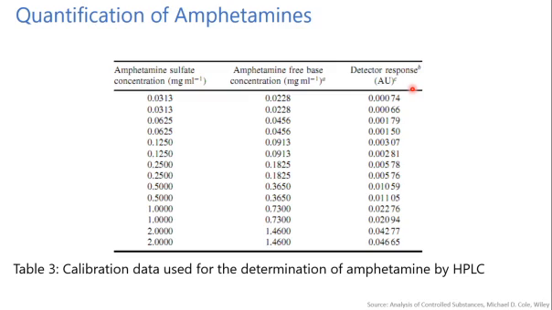Here we get the data for the calibration for the HPLC of amphetamine. Amphetamine sulfate, as far as concerned, has a concentration of 0.013, and considering that about 70% of the total concentration belongs to the free base, it turns out to be 0.028. In a similar manner we get different amphetamine free base concentrations and detector responses with respect to the concentration of the sample.